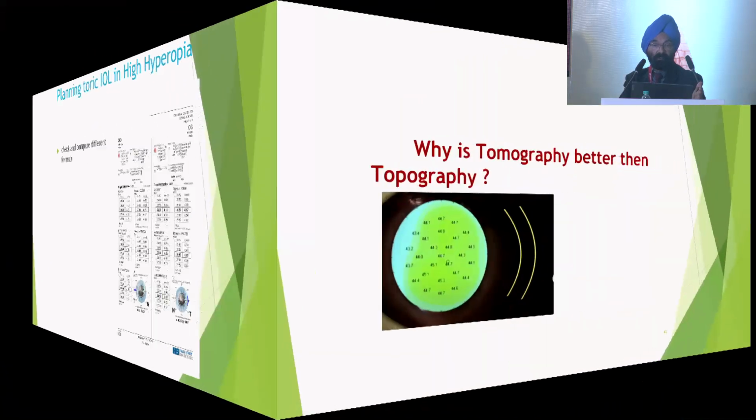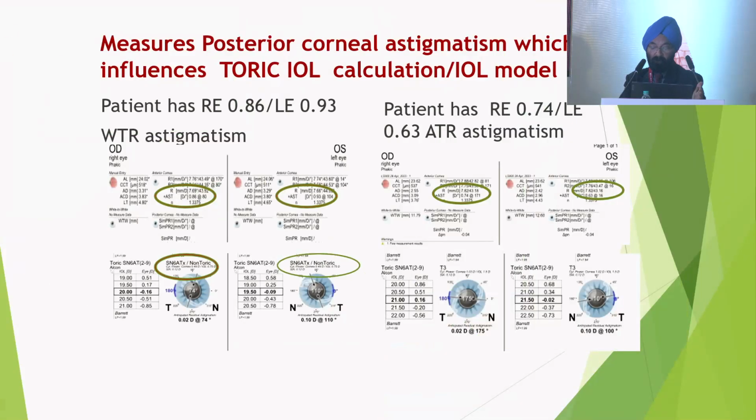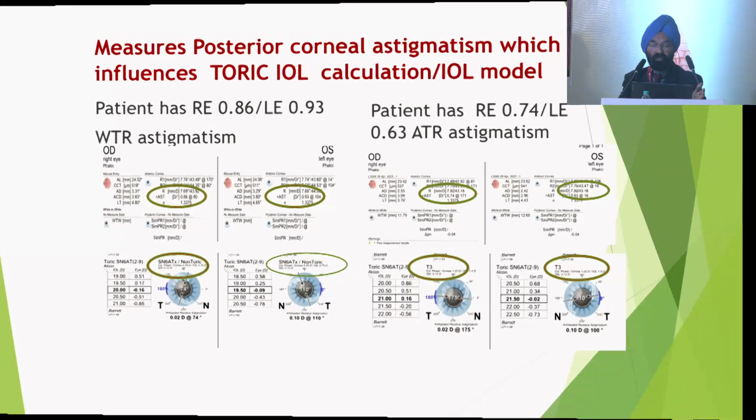And so why is tomography important, better than topography? Because it measures posterior corneal astigmatism also, which influences which toric IOL model has to be used. Like in this case, initially it was showing 0.86 right eye WTR and 0.93 left eye. But once we incorporated the posterior corneal astigmatism, the choice shifted from non-toric to toric.